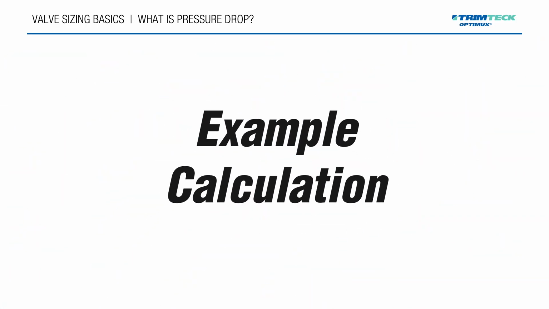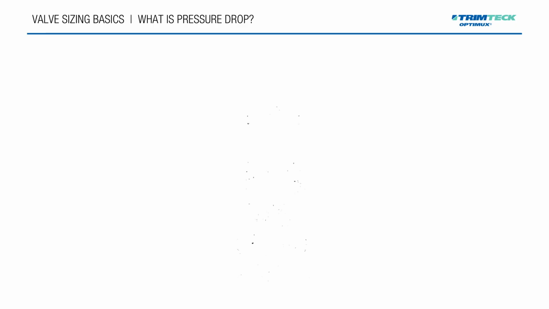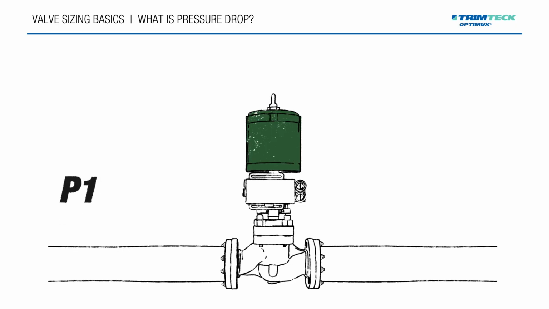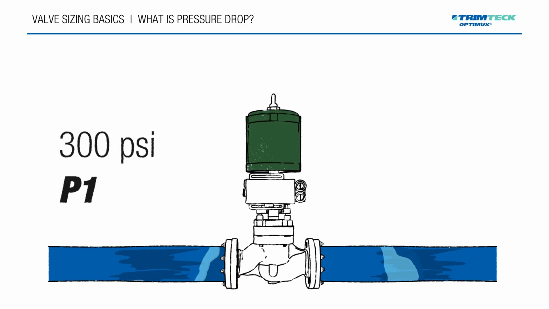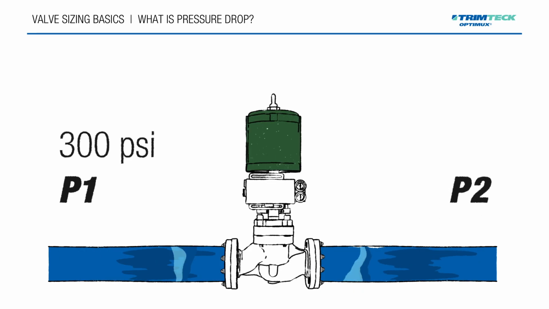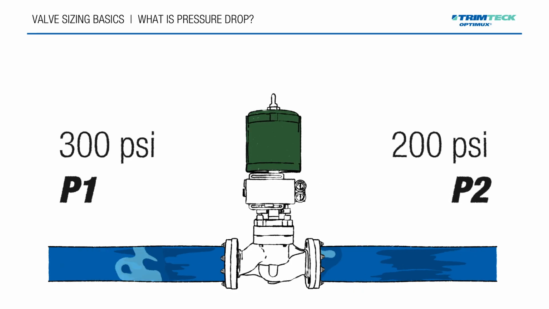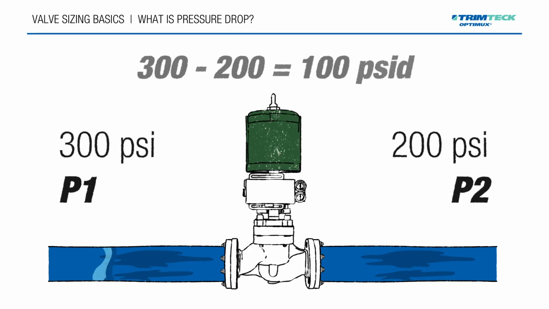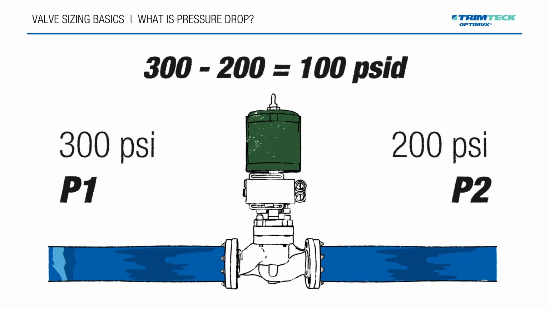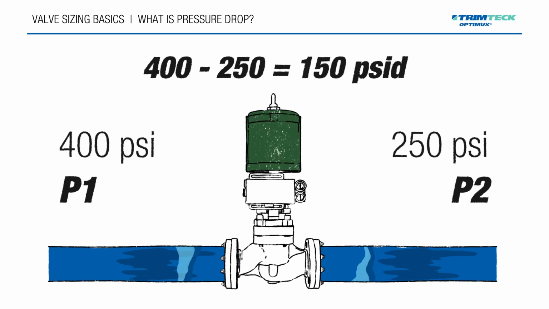Let's look at a simple example. If the upstream pressure, P1, is 300 pounds per square inch, and the downstream pressure, P2, is 200 pounds per square inch, then the pressure drop across the valve is 300 minus 200, which equals 100 pounds per square inch differential. Now, if the flow rate changes, those pressures can change too. So pressure drop often needs to be evaluated across multiple flow conditions.